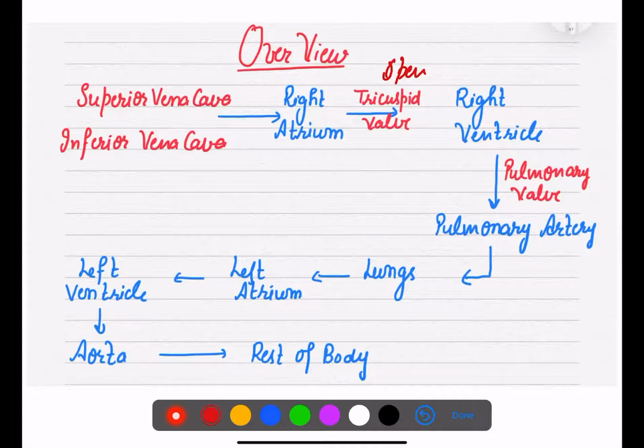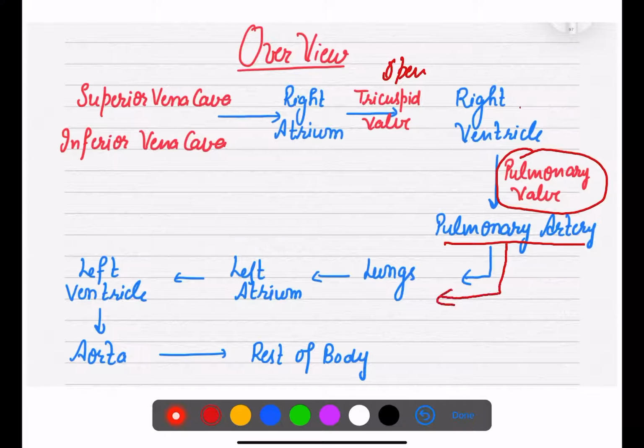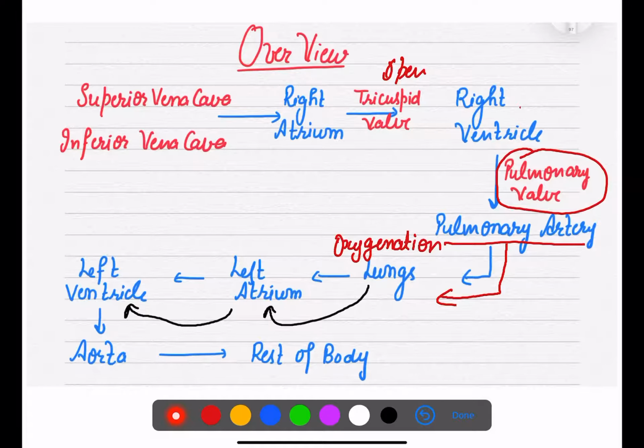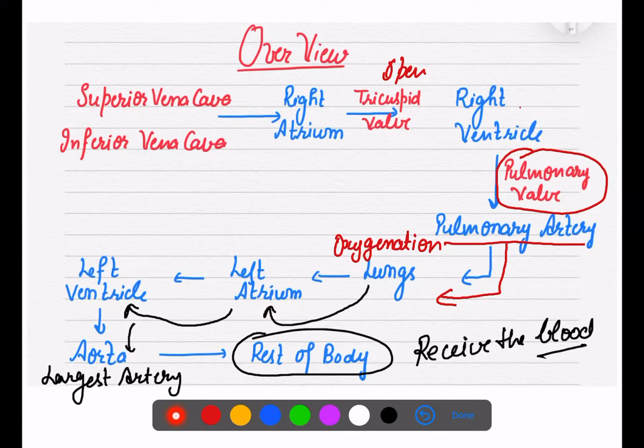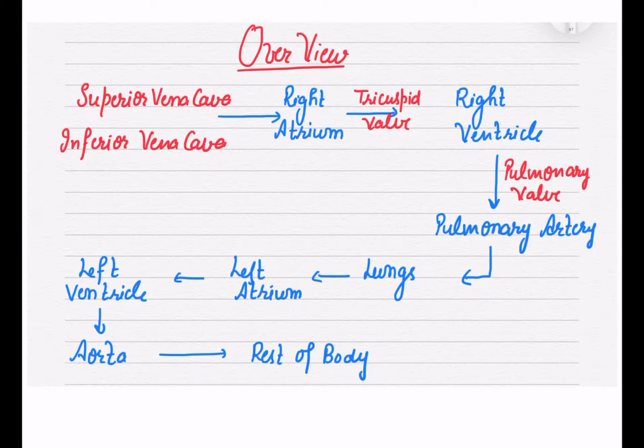And this right ventricle will send the blood to the pulmonary artery with the help of opening of the pulmonary valve, and ultimately it will send the blood to the lungs for oxygenation. Now from the lungs they will send the blood to the left atrium, and from the left atrium it goes to the left ventricle, and then it will go to the largest artery, the aorta, and finally the rest of the body will receive the blood. So this is all about today's lecture on heart structure, and we are finished with heart structure and function.